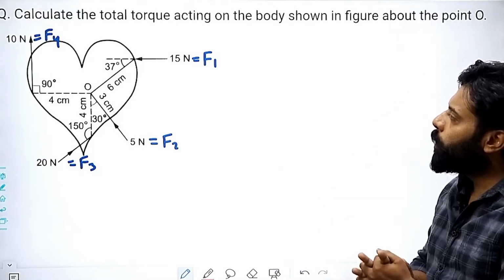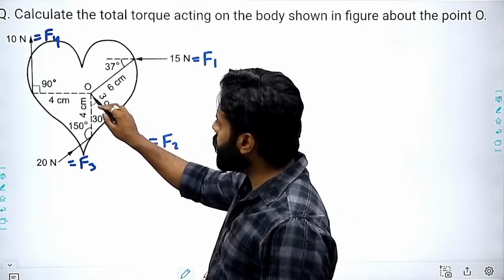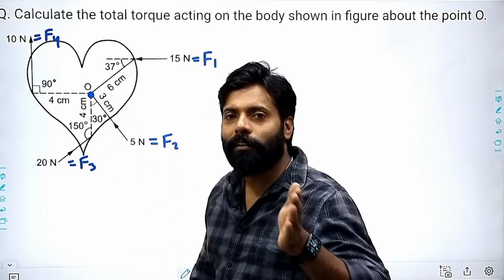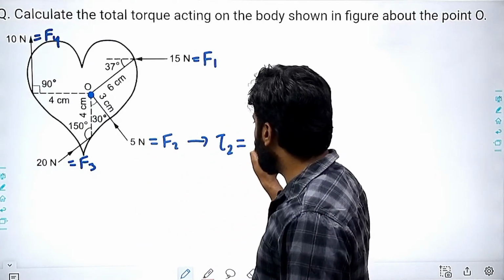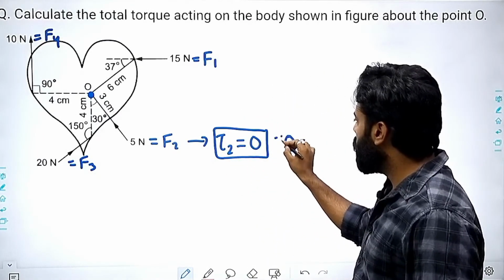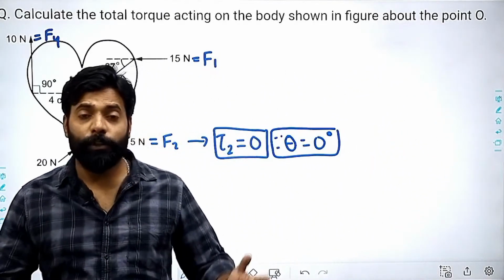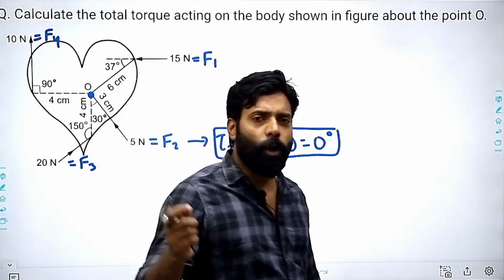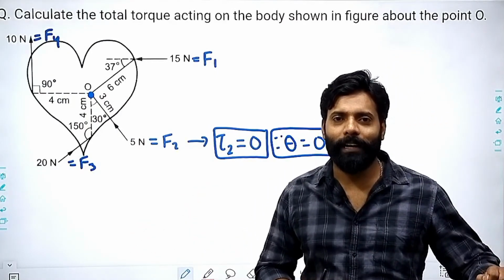Now I know that the force which is going through the axis of rotation will not have any contribution to the rotation. So this force will produce zero torque. Why? Because here theta is equal to 0 degrees, and as we know, torque is equal to R F sine theta, and sine theta is 0 for 0 degrees. I'll get the torque as 0. I hope this is also clear to my dear friends.